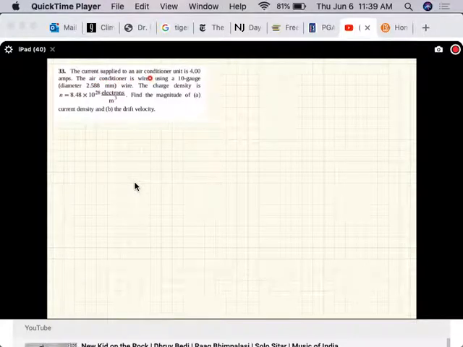The current supplied to the air conditioner is wired using a 10 gauge diameter wire. The charge density is, so this is the charge density in a copper wire typically. See that? That's 10 to the 29 electrons per meter cubed. This much copper has 10 to the 29 free electrons, where each copper atom has let go of 2 of its electrons, something like that. Find the magnitude of the current density and the drift velocity.